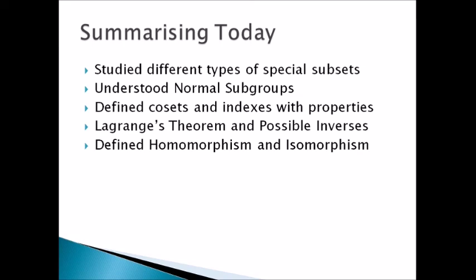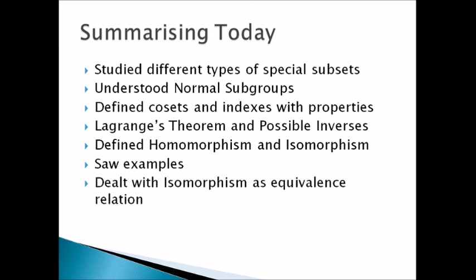Next, we defined homomorphisms and isomorphisms as ways to link two groups, respecting that they are groups and also preserving the multiplication operation, and saw examples for them. Finally, we dealt with isomorphism as an equivalence relation.